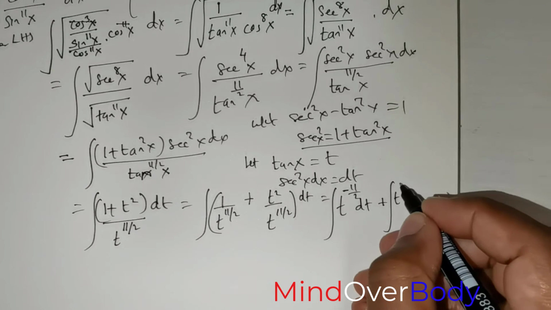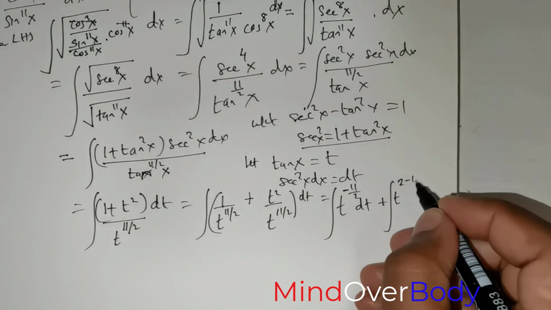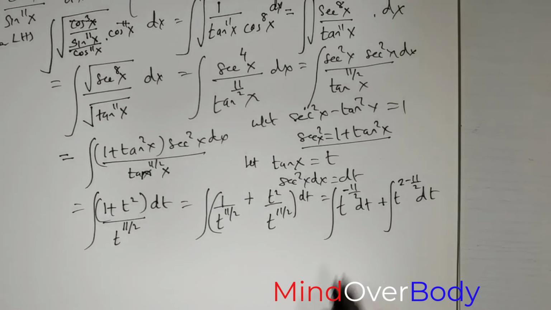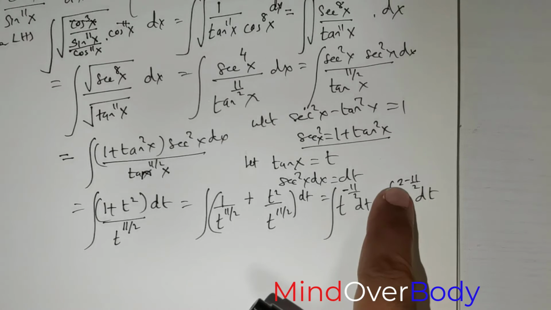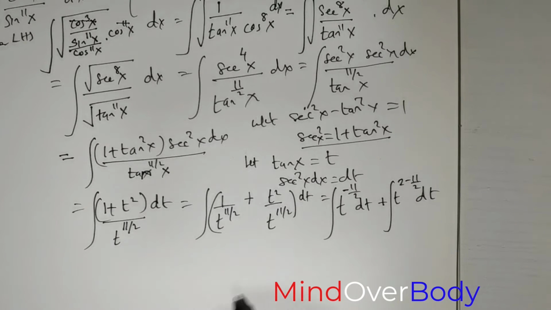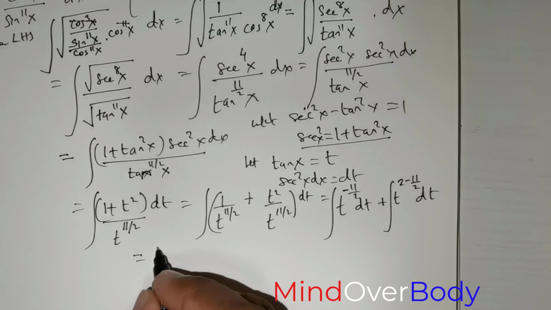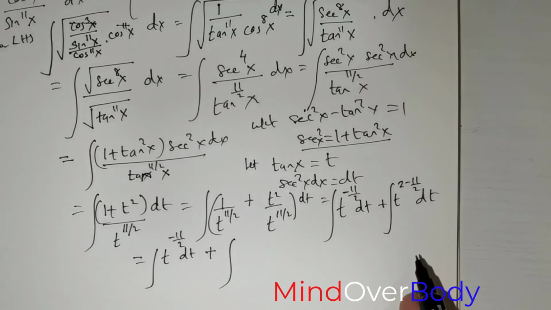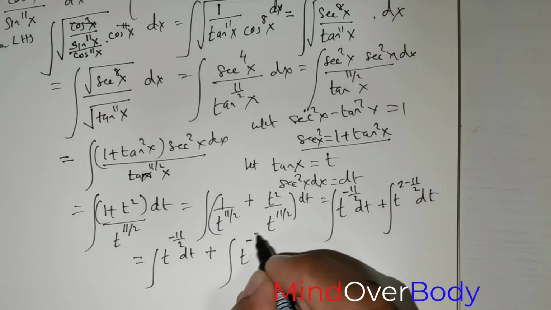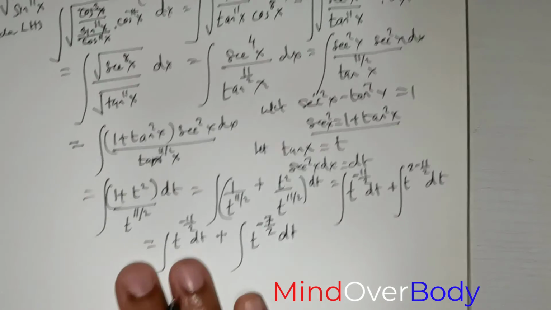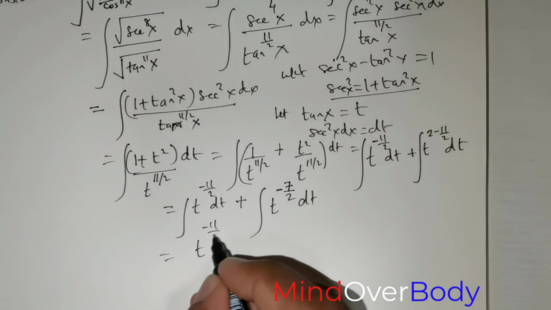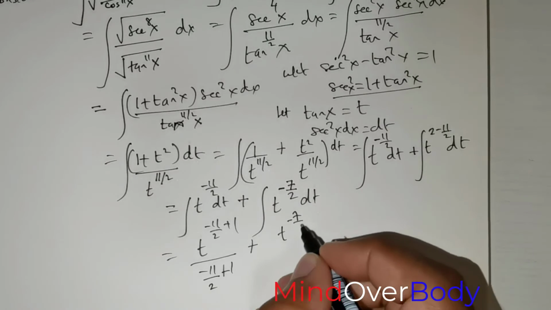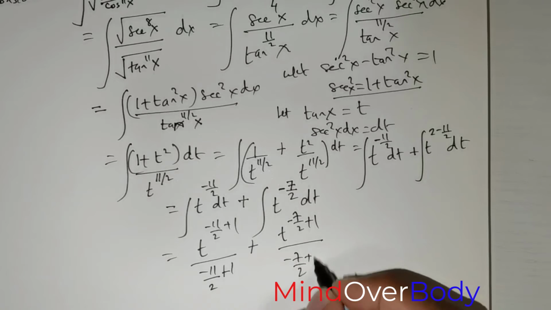So over here this can be integrated. This is actually 4 minus 11, so the second term is t raised to the power of negative 7 over 2 dt. So I'm going to integrate: this is going to give me t raised to the power of negative 11 over 2 plus 1 divided by negative 11 over 2 plus 1, plus t raised to the power of negative 7 over 2 plus 1 divided by negative 7 over 2 plus 1.